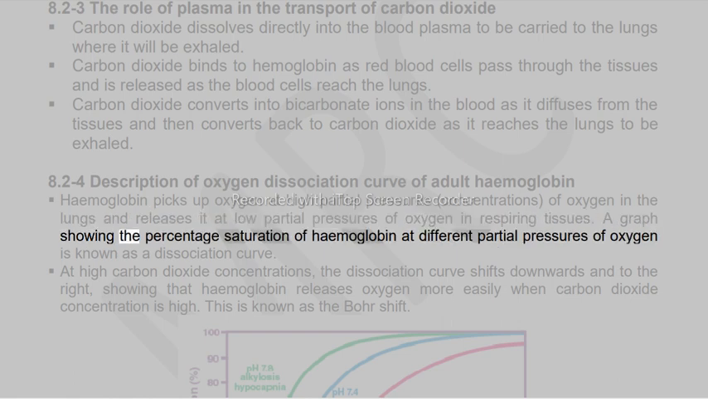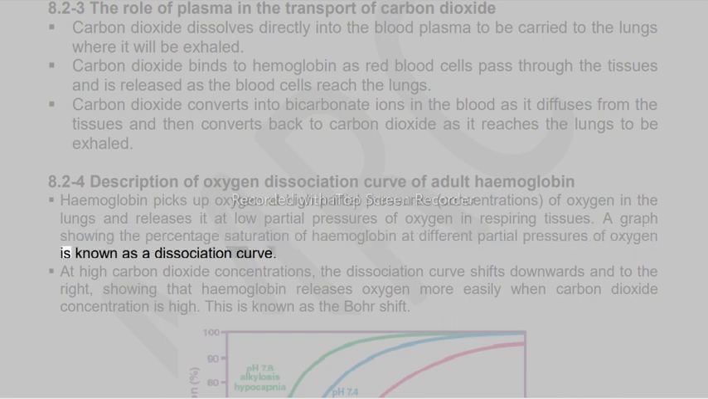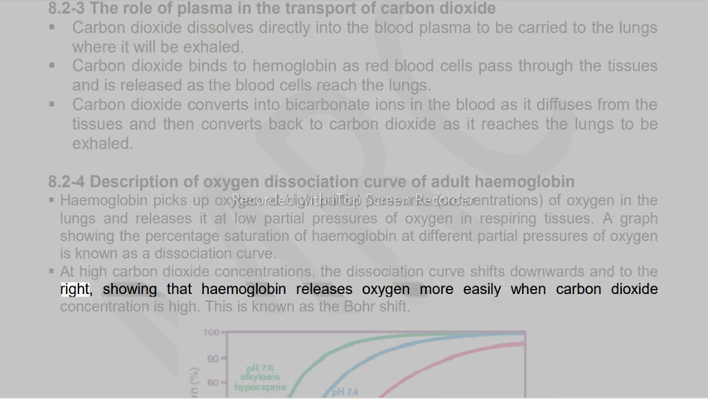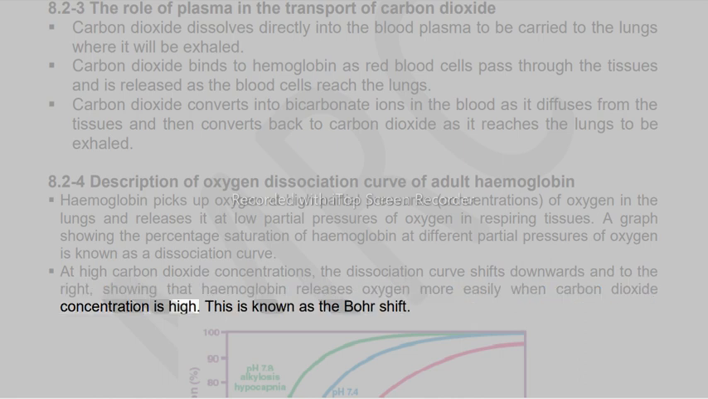A graph showing the percentage saturation of hemoglobin at different partial pressures of oxygen is known as a dissociation curve. At high carbon dioxide concentrations, the dissociation curve shifts downwards and to the right, showing that hemoglobin releases oxygen more easily when carbon dioxide concentration is high. This is known as the Bohr shift.